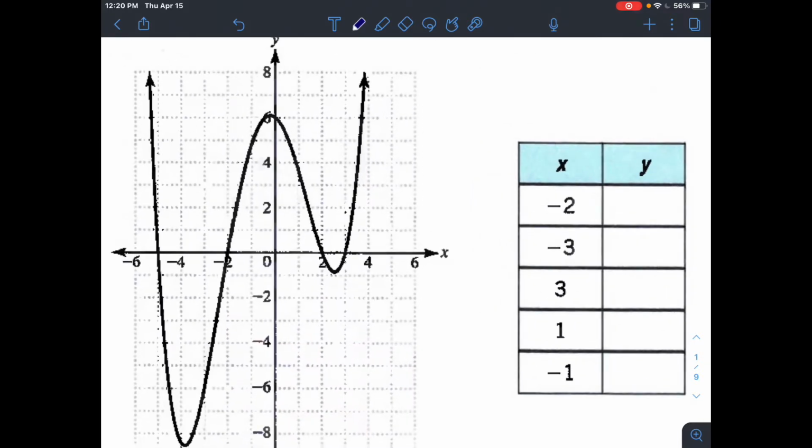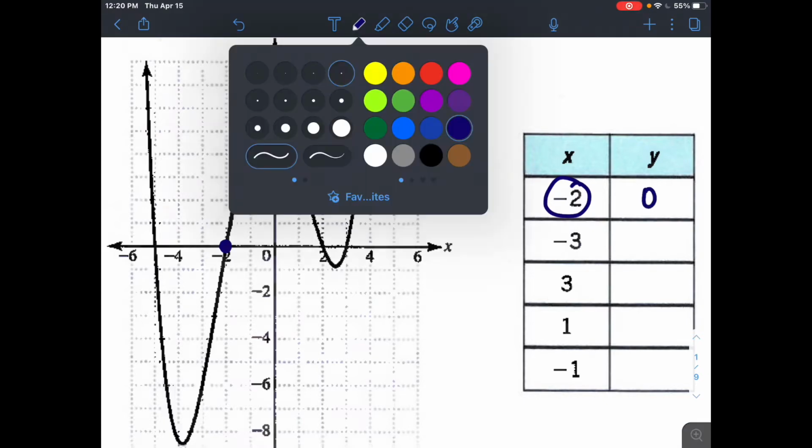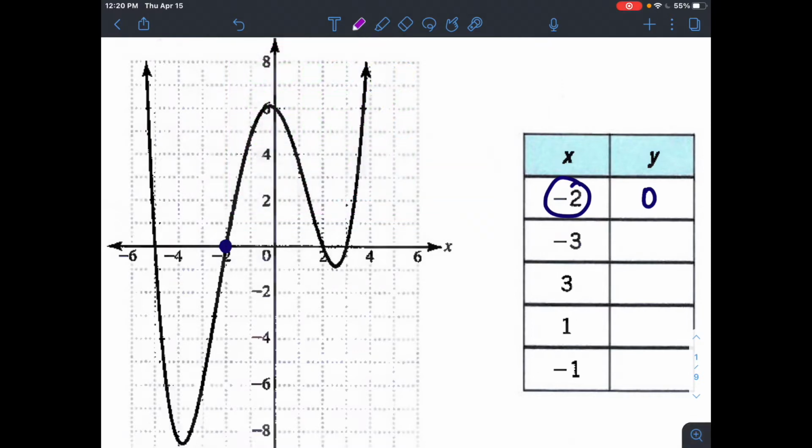So my x values, -2. Okay, I'm going to the x-axis here. So -2 is right here. What is my y value at -2? This one's a little hard to see, I think personally, but my y value is 0. I'm going to switch colors so that we can kind of follow along.